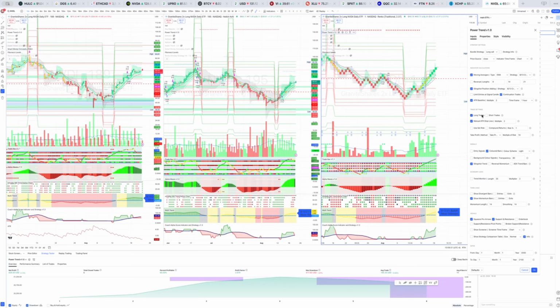But again, different strokes for different folks, and you can be a good trader without trading the short side. So understand that. Don't be sucked into doing both because you feel you have to. Pick what you want.